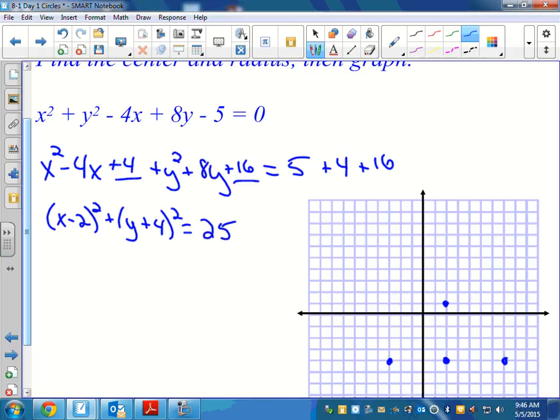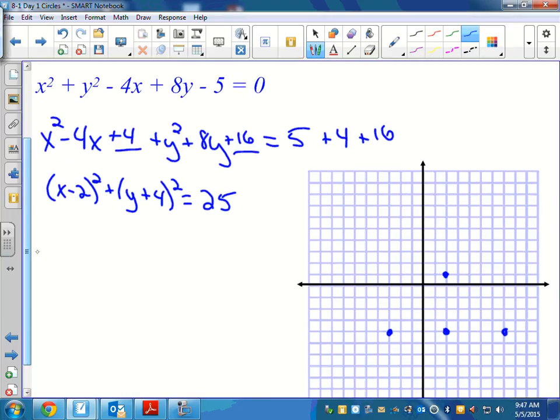Sometimes you might get an ugly number for your radius. Like let's say you ended up with 17 here, then your radius would be the square root of 17. If you had to graph that, you just do the best you can, like just whatever the decimal is there, and go in between the two whole numbers, so don't stress a whole lot about that.